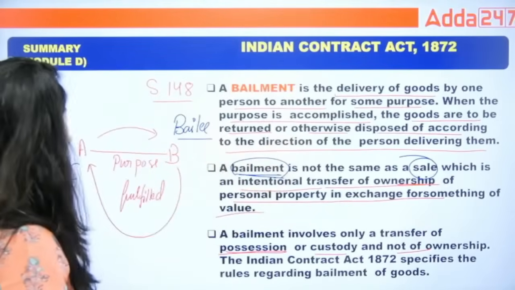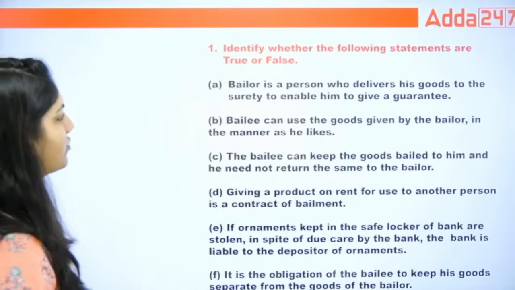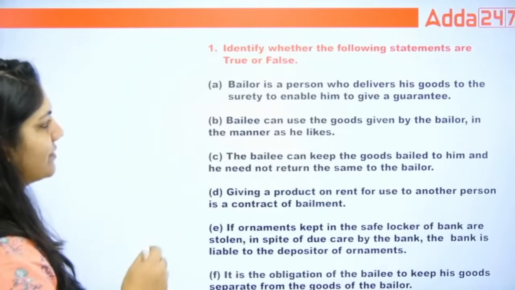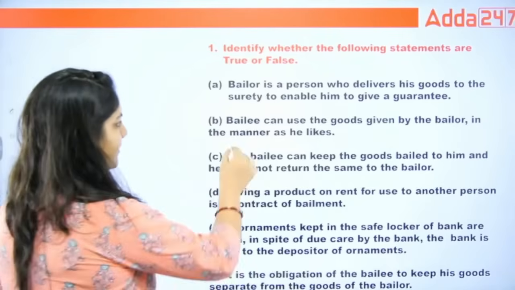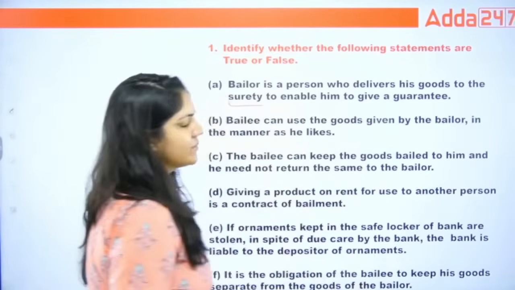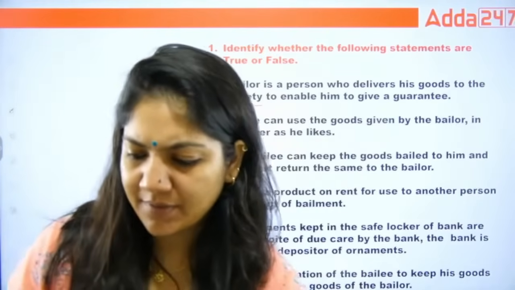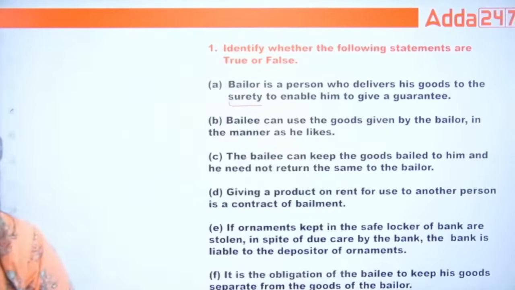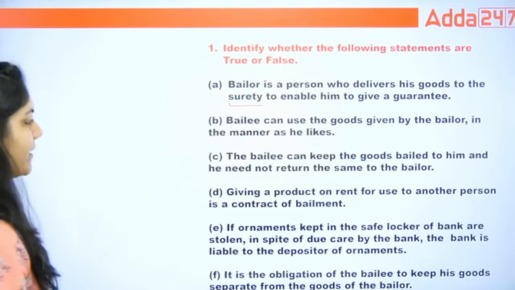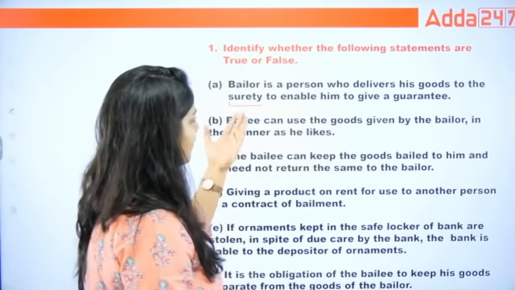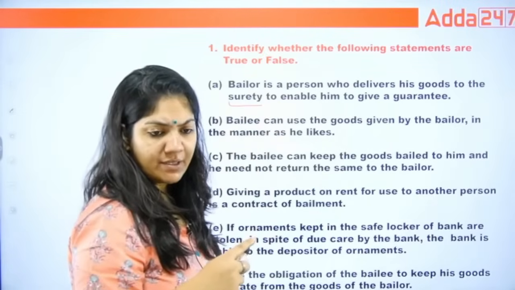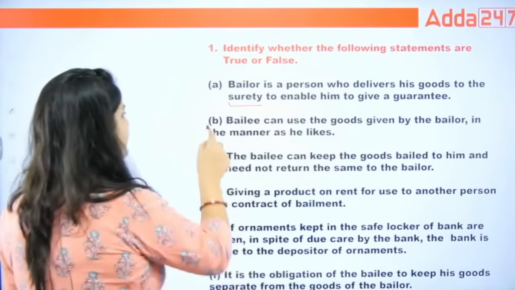Now let's do the questions. True or false: Bailor is a person who delivers his goods to the surety to enable him to give guarantee. Just tell me the right answer. What will be the right answer for this question? Yes class, the bailor delivers the goods to the bailee, but surety is the topic of guarantee, so this is absolutely false.